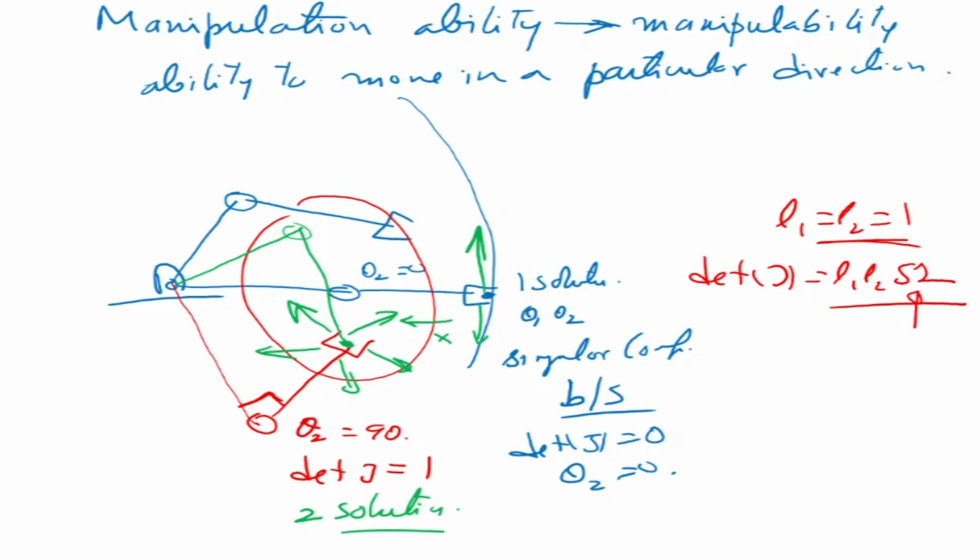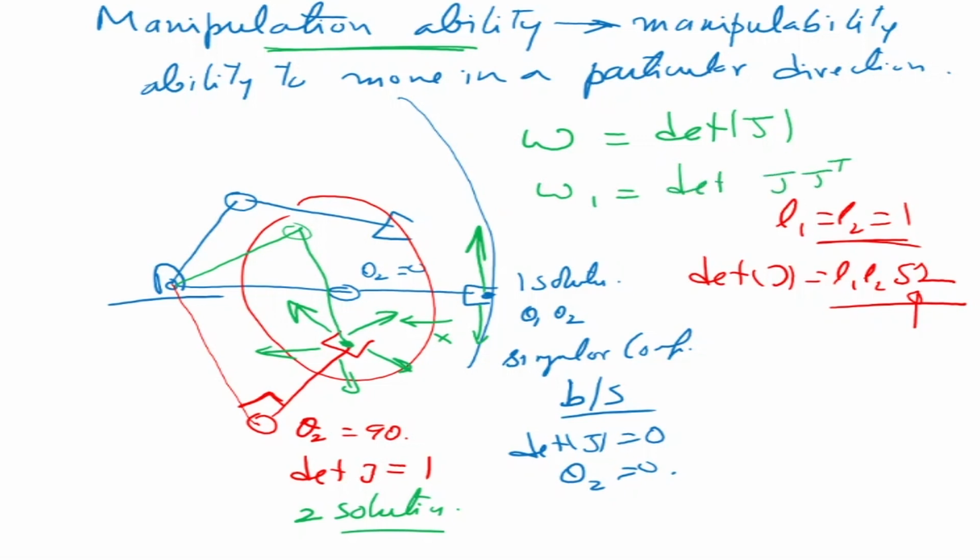Okay, so this metric is basically what we call manipulation ability, and is defined by W is equal to determinant of J, for a non-redundant system. Now for a redundant system, W1 is equal to the square root of determinant of J J transpose. This is for a redundant system and this is for a non-redundant system.